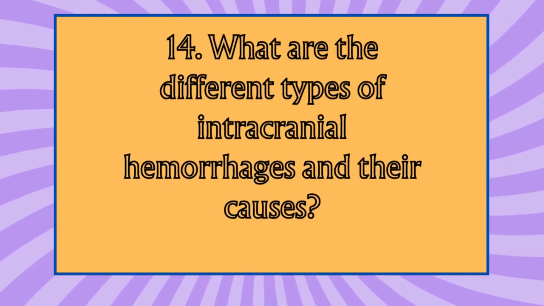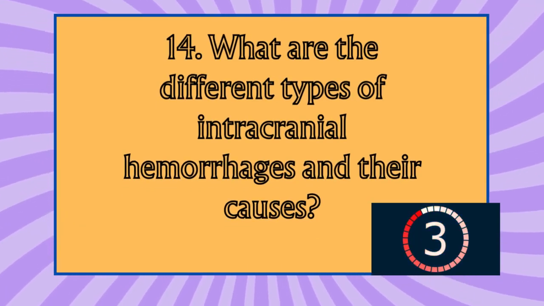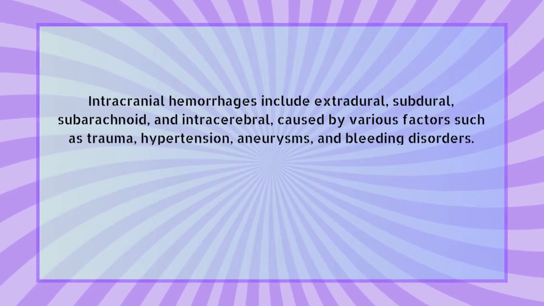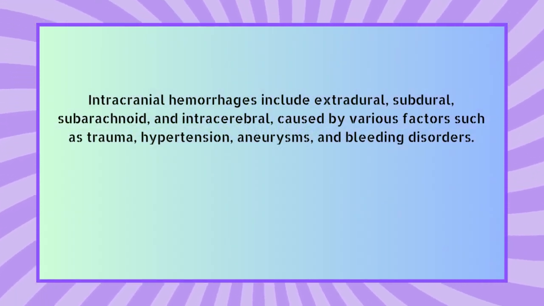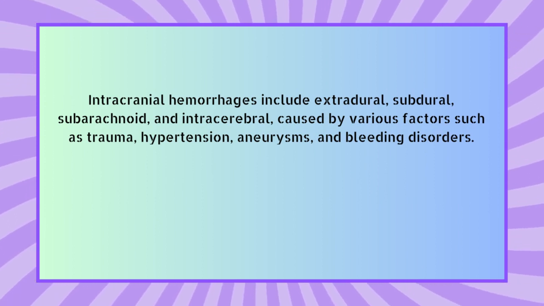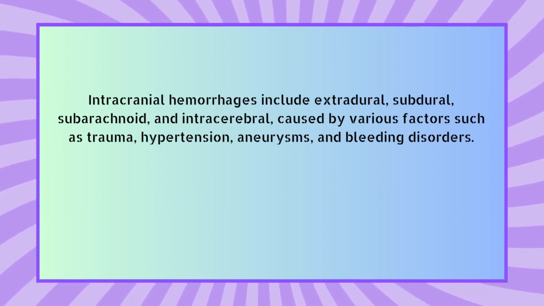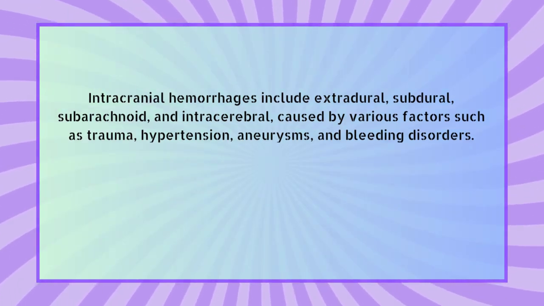14. What are the different types of intracranial hemorrhages and their causes? Intracranial hemorrhages include extradural, subdural, subarachnoid, and intracerebral, caused by various factors such as trauma, hypertension, aneurysms, and bleeding disorders.